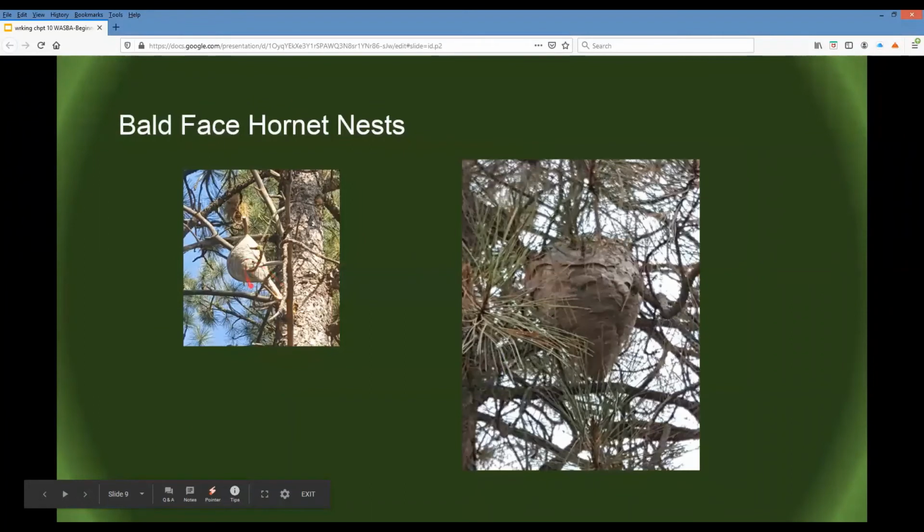So here's some of their nests up here. You can see they're kind of more of that papery, massive enclosed nest. They can usually be seen hanging from tree branches or other sturdy perches. The inside of the nest has horizontal layers of paper cells for brood and can number in the thousands.